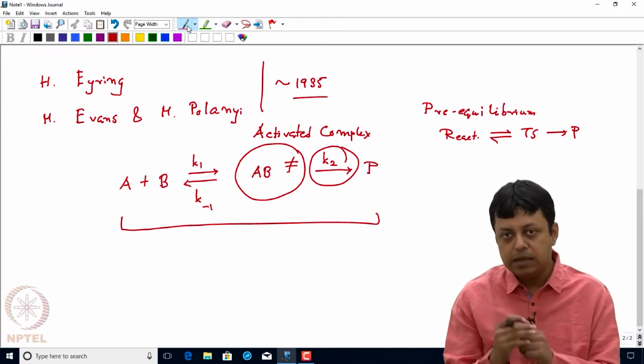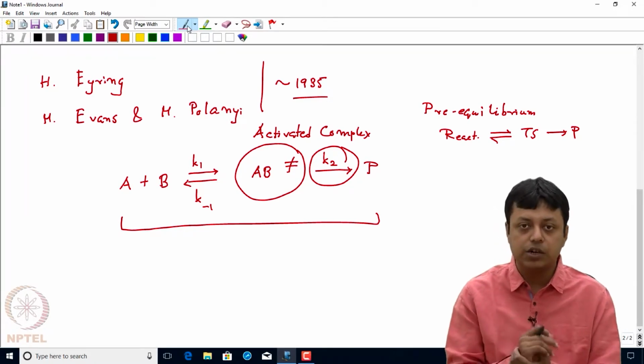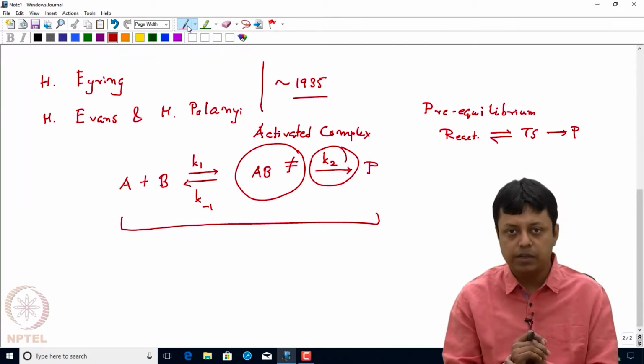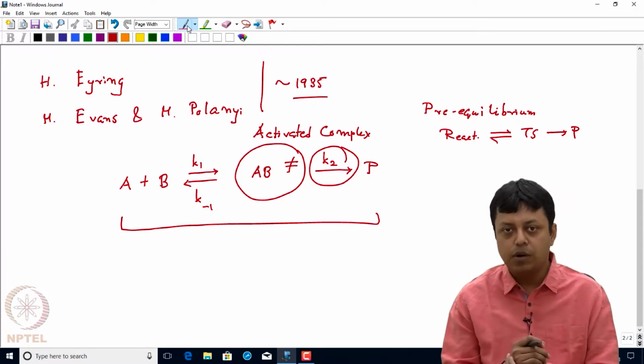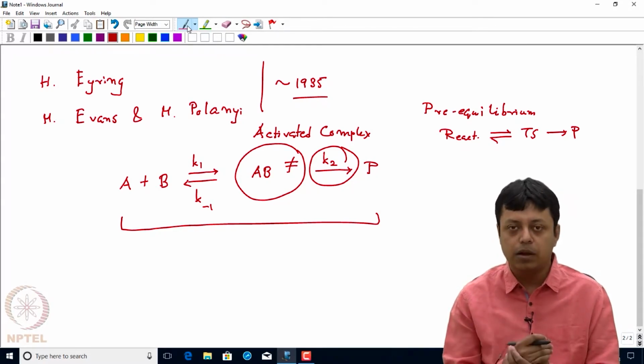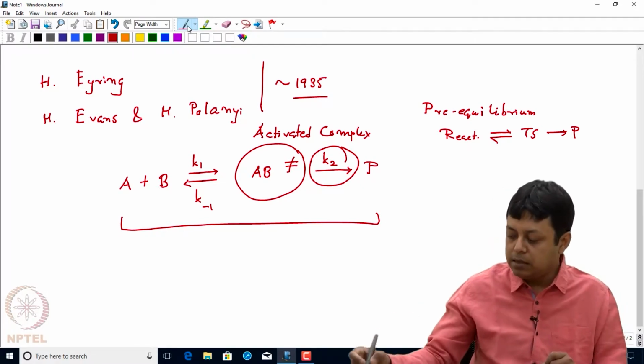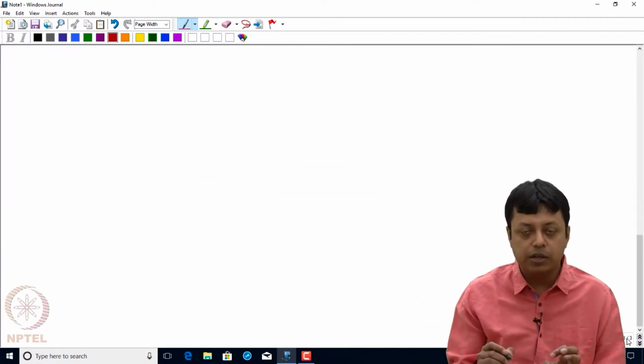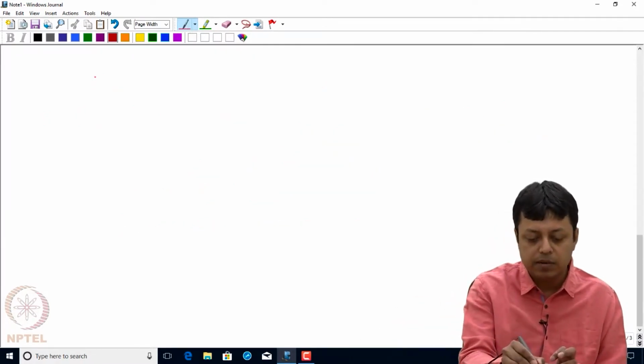Now what does it mean? Let us actually go back to our discussion on atom diatom collinear reaction and try to actually explain it. What do you mean by this vibration of this AB dagger? Now for that, let us try to draw the two-dimensional contour diagram of potential energy surface once again.